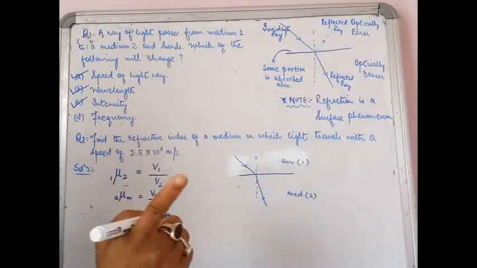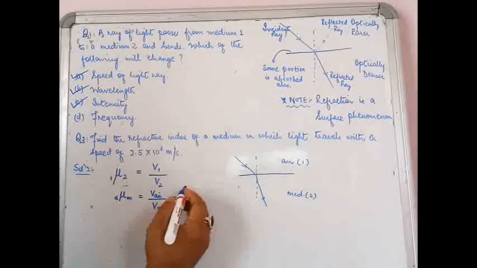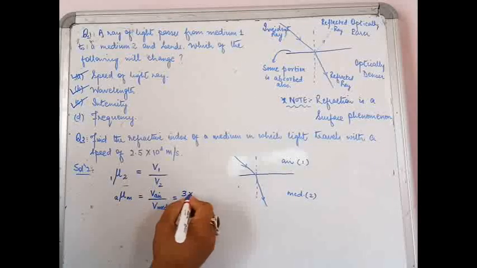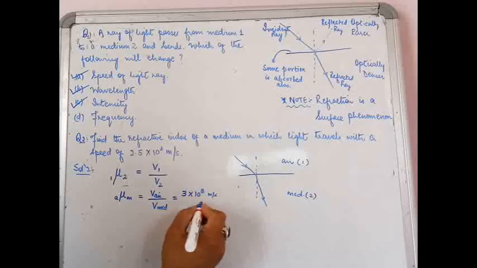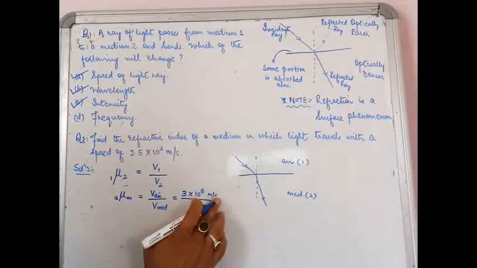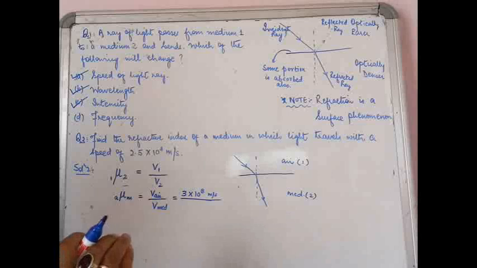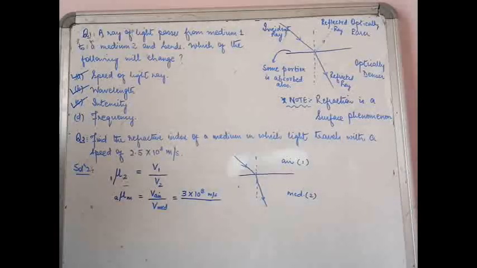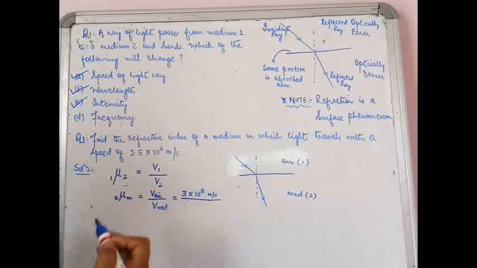So we must remember, even if the question does not give us the velocity of light in air, we will take it to be 3 into 10 to the power 8 meters per second roughly. Okay, in fact, this exact value is for the speed of light in vacuum, but for air also it is more or less the same. In fact, the velocity of light is maximum in vacuum. So this is the value that we have, 3 into 10 to the power 8 meters per second.